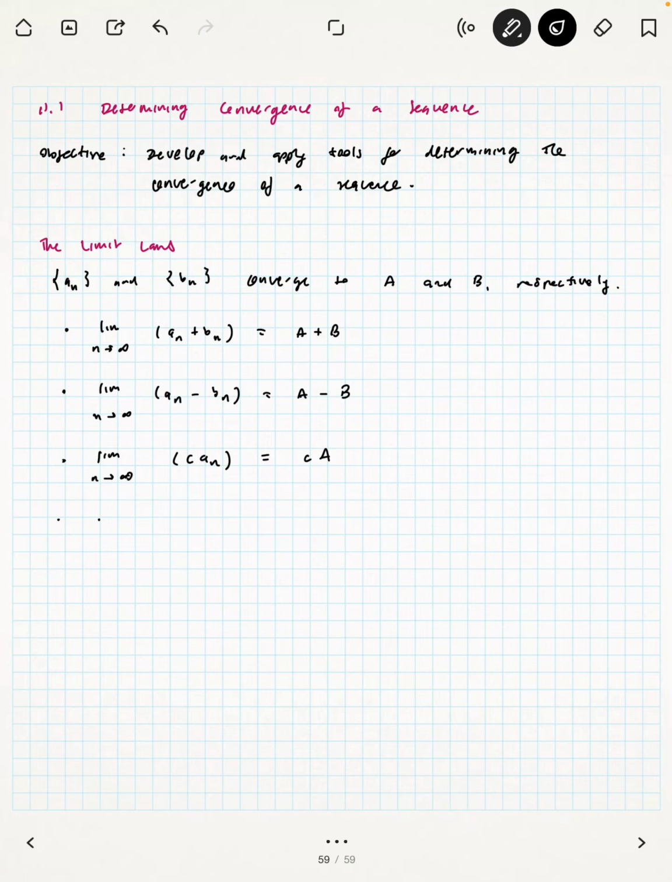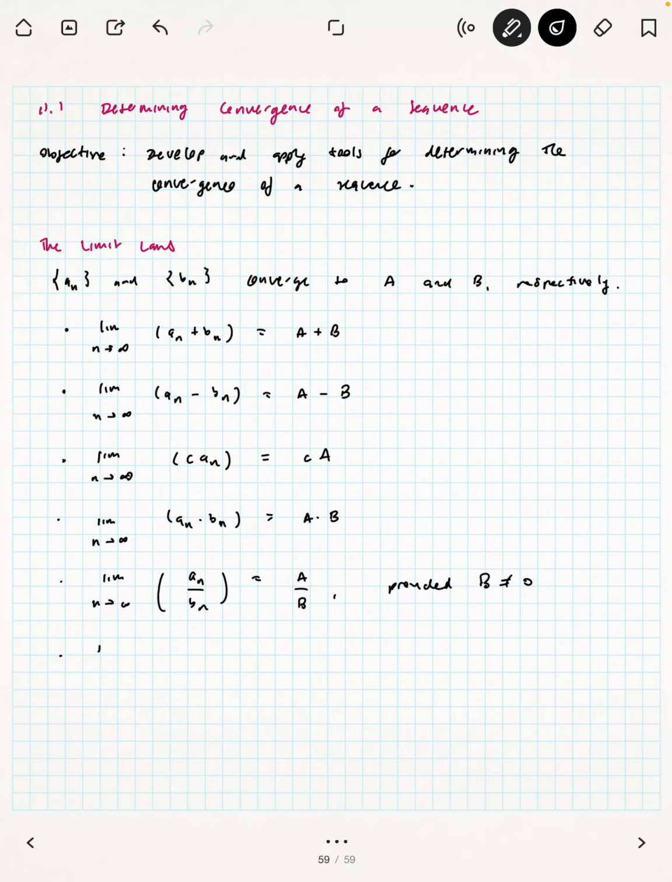Two other rules that have to do with operations here will apply. Well, three really, but two that are principal. So A sub n times B sub n, the sequence that you get from multiplying the two sequences together term-wise, is going to give you A times B. And similarly, A sub n divided by B sub n is going to give you A divided by B, provided B is not 0.